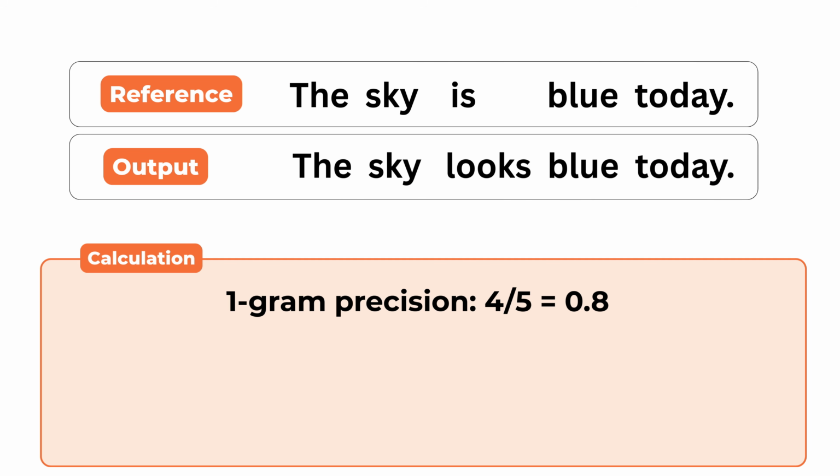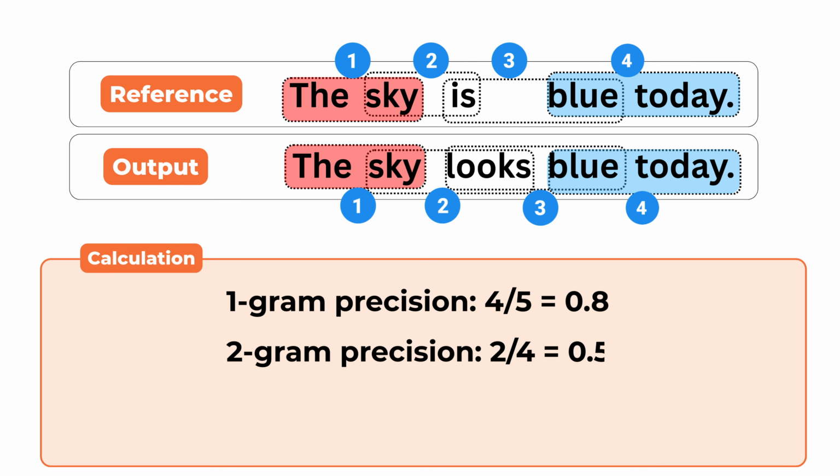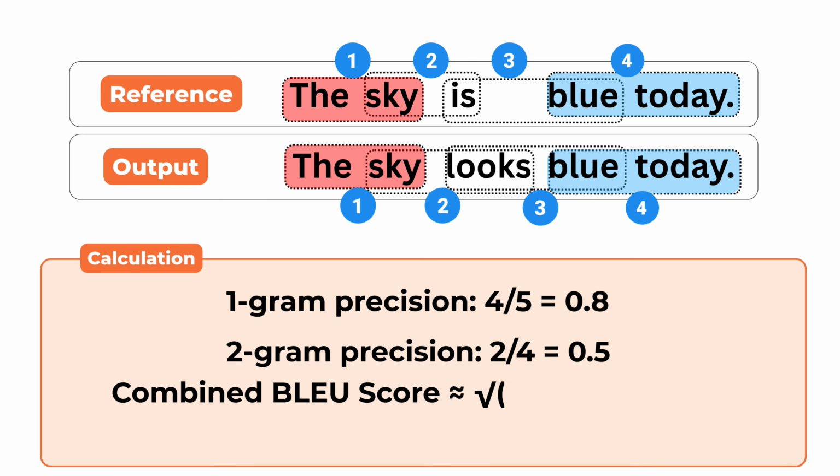For the 2 grams, 2 out of the 4 pairs, "the sky" and "blue today," also match the reference. So the 2 gram precision becomes almost half. BLEU then takes the geometric mean of these precisions and gives a combined score of about 0.63.